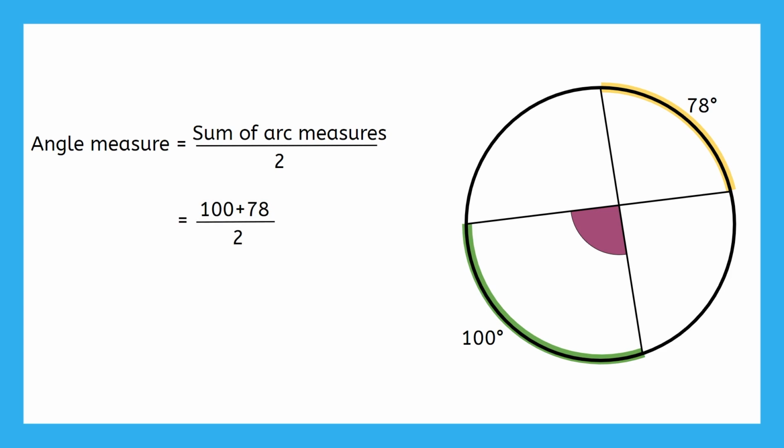100 plus 78 divided by 2 is 89. And that means that this angle measure in the circle is 89 degrees. And since vertical angles are congruent, this angle here is also 89 degrees.